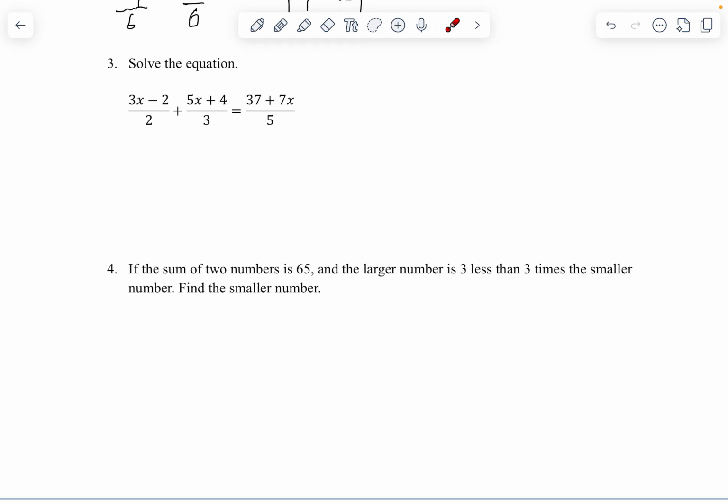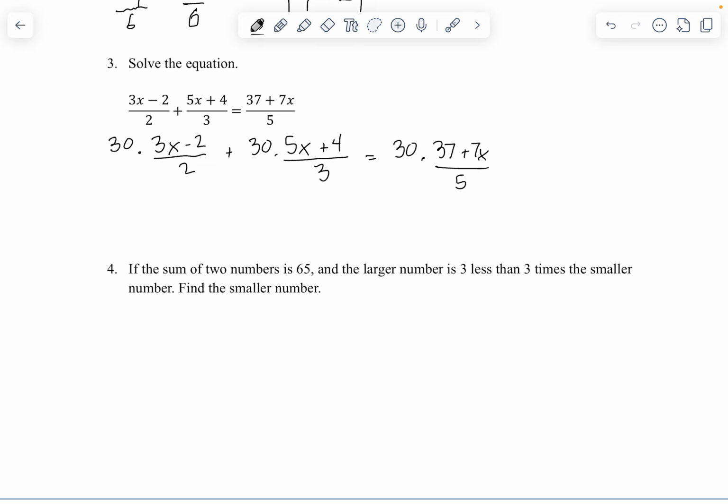So I'm going to take every single term in this equation and multiply it by 30. So here's what that looks like. I've got 30 times 3x minus 2 over 2 plus 30 times 5x plus 4 over 3 equals 30 times 37 plus 7x over 5.